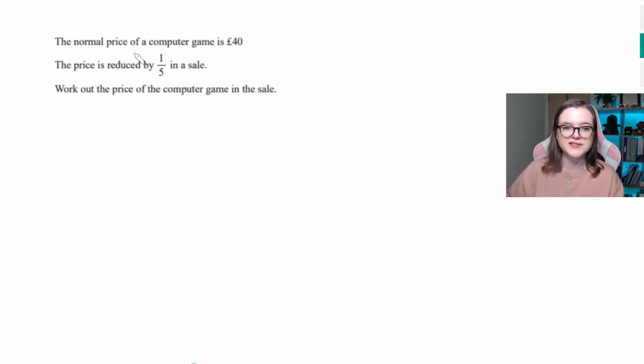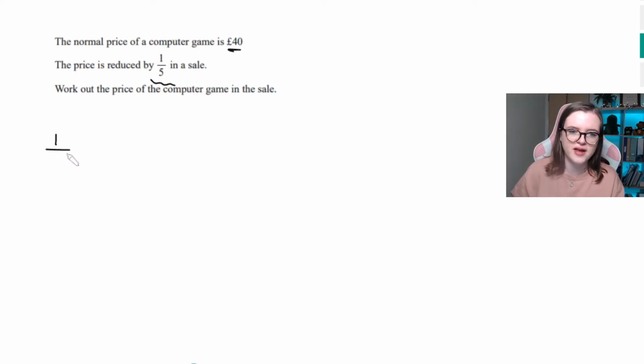Next up then, let's put in a bit of context. The normal price of a computer game is £40. The price is reduced by 1/5 in a sale. Work out the price of the computer game in the sale. Okie dokie then. So first thing we need to do is find the fifth of this 40, because it's been reduced by that amount. We need to figure out what that amount is.